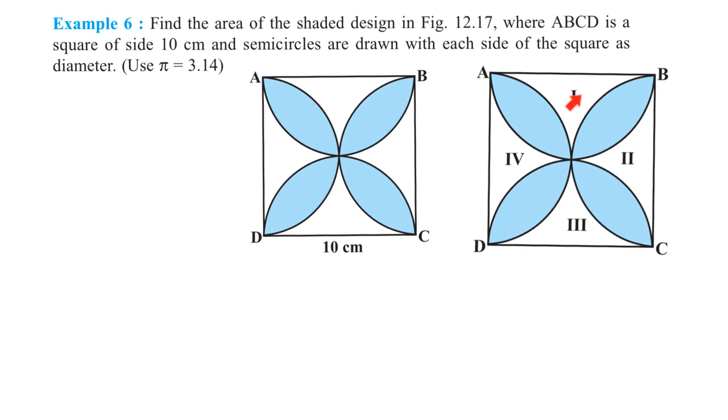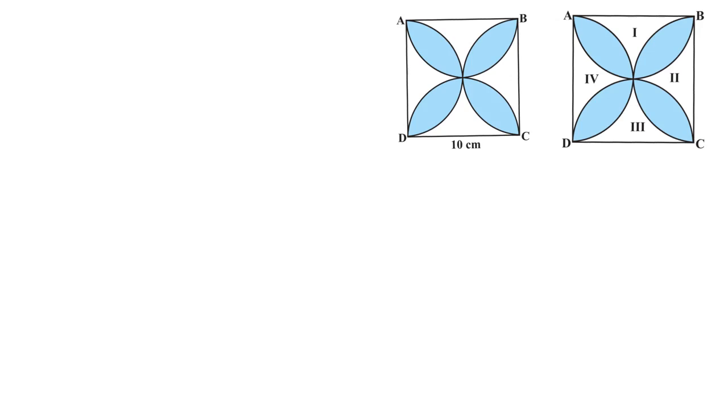Finding the area of 1 and 3. How will we do that? We will find the area of the entire square minus the area of the 2 semicircles on this side. We will get the area of the unshaded parts 1 and 3. So let us find out the areas of 1 and 3. How do we find the areas of 1 and 3?